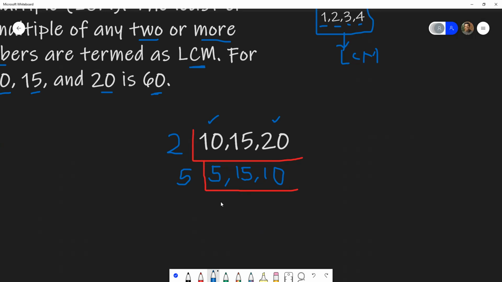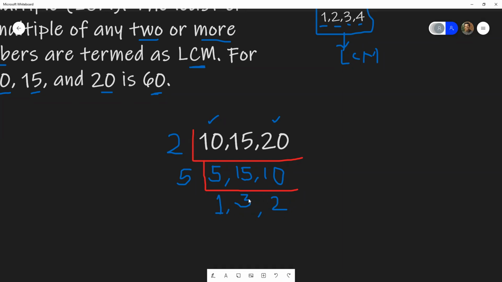Then you get 5 times 1, 5. Then 5 times 3, equals 15. And then 2, 2 times 5. Correct. That's it. It's the finish of it now, because we don't have to divide any of this now.